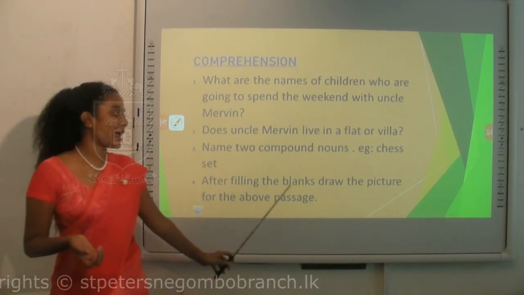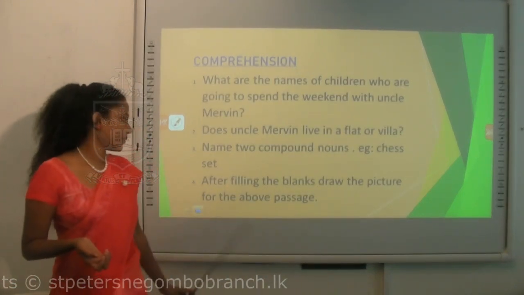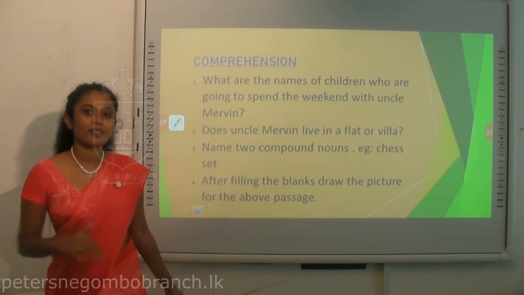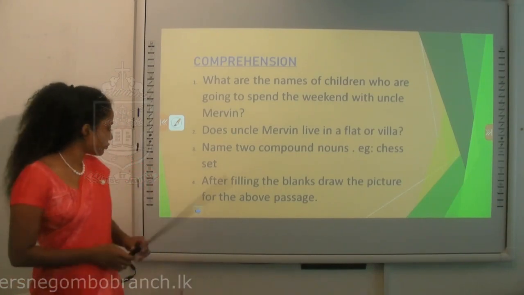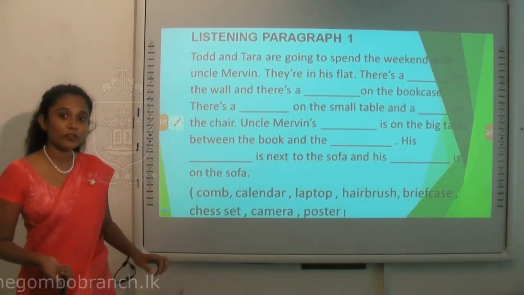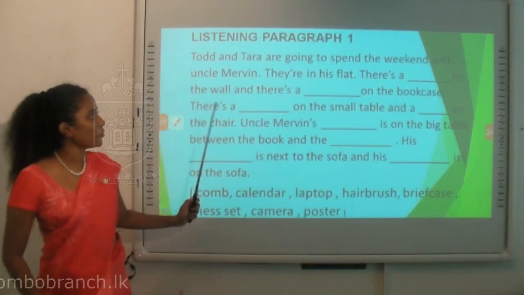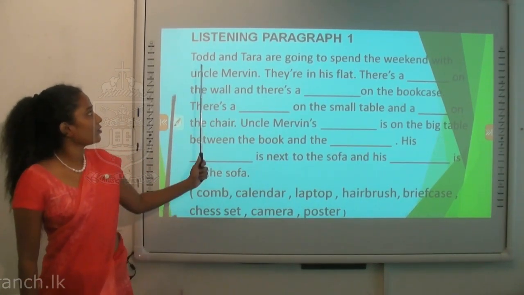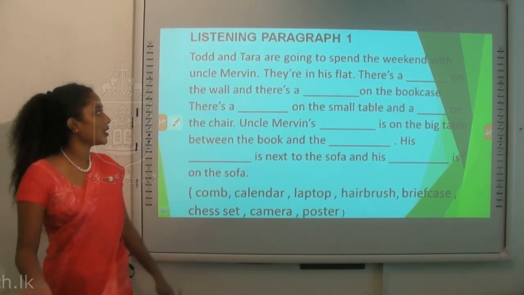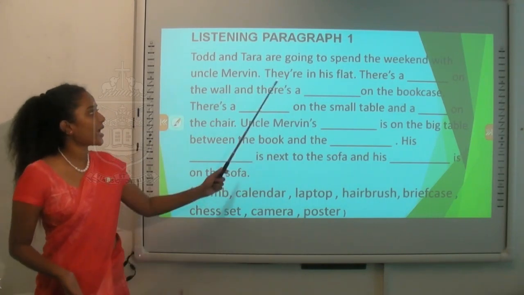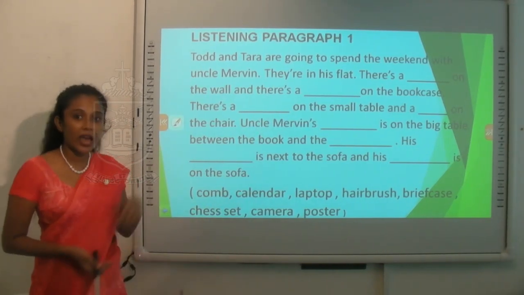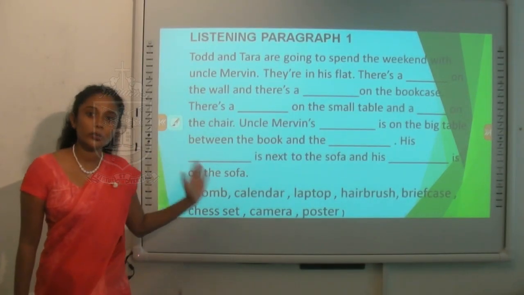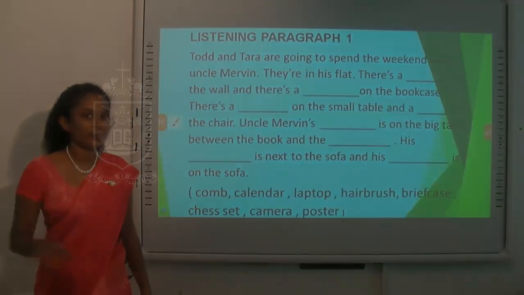After filling the blanks, draw the picture for the above passage. I think you like this question very well because it's all about drawing. So you need to draw. You can't draw whatever you like. You need to draw whatever is in the picture. That means Todd and Tara are going to spend the weekend with Uncle Mervin. So they are in his flat. So you can have an idea by reading this. So you need to draw the picture according to this passage, not whatever you like.